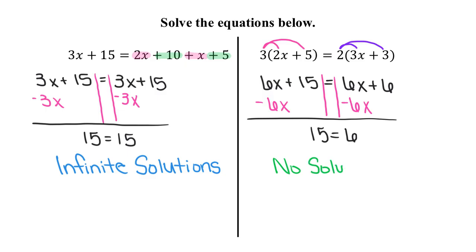That's telling us that there is no real number that can make this work. Not even 0. I plug 0 into this, and I'm going to get 15 on the right and 6 on the left. It just doesn't work.